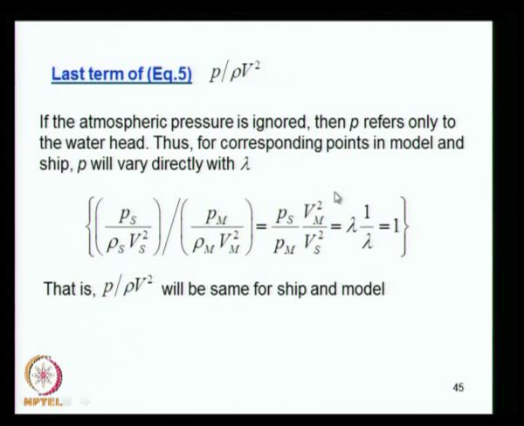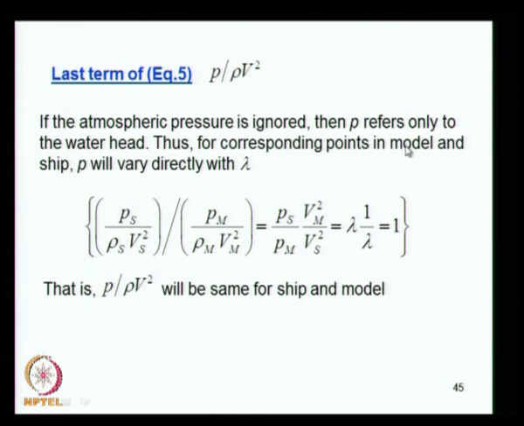Here we come back to one of the terms which appeared in the parameters before, P by rho V square. The atmospheric pressure acts on both the ship and the model, so we ignore that and take the same datum for atmospheric pressure. Then P refers only to the water head, if you are considering a point inside the water domain.